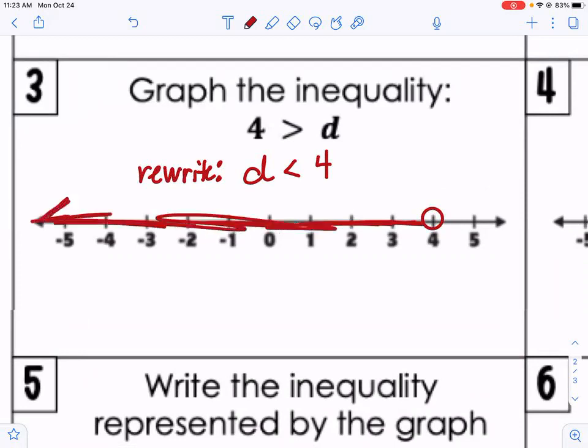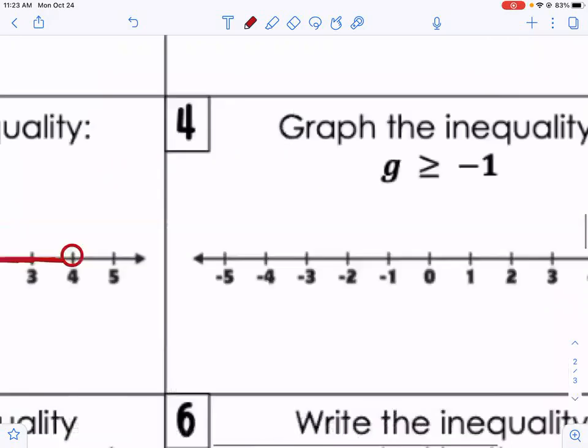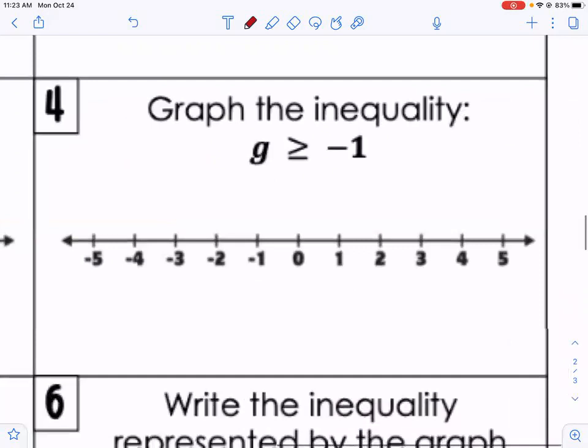Okay, do you agree with how Quinlan rewrote D is less than 4? Is the alligator still eating the 4? Okay, good. So we did not change the inequality. We just rewrote it. Okay. Ariana, does your graph look like this? Yes. Cool. Okay. And number 4, Braylea, tell me how to do it. A circle and then to the right.